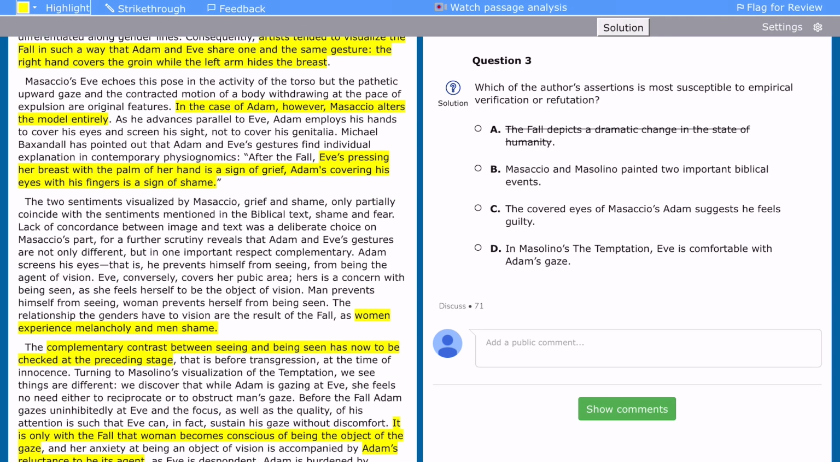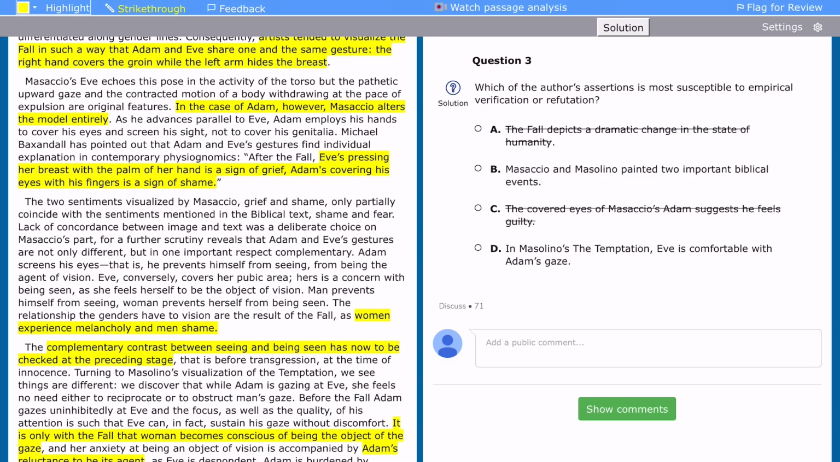This is a reasonable answer, and if we had access to Masaccio, maybe we'd be able to ask him. But since he's dead, we have no way of proving that the covered eyes suggests guilt beyond our feelings. We have no way of empirically or objectively verifying this. So although this is probably true, we can eliminate it because we can't objectively prove it.